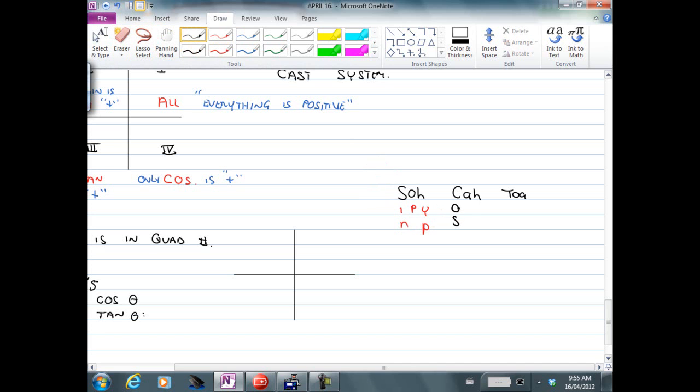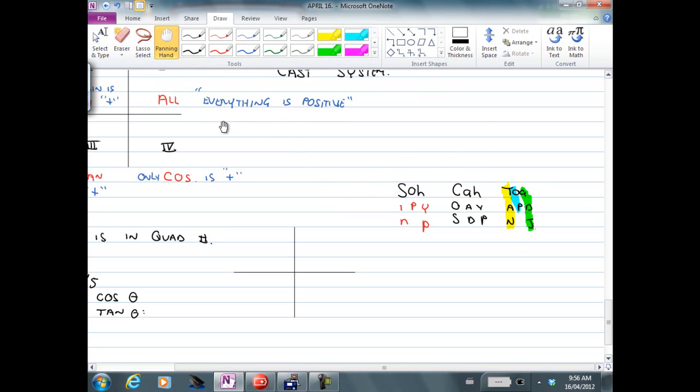Cos is adjacent over hypotenuse. Tan is opposite over adjacent. That's what it stands for. Tan is opposite over adjacent. You're reading it vertically, but you read it horizontally. Watch. Tan is right here. Tan is opposite over adjacent. You don't read it across, that's totally wrong. I'm just telling you the short form. You read it vertically.